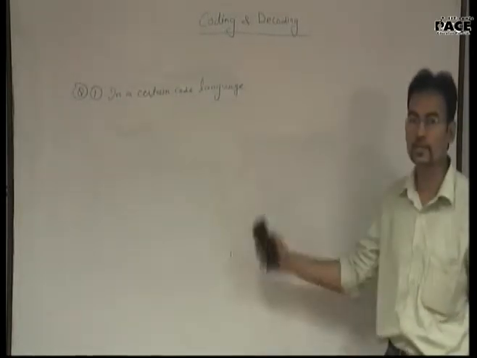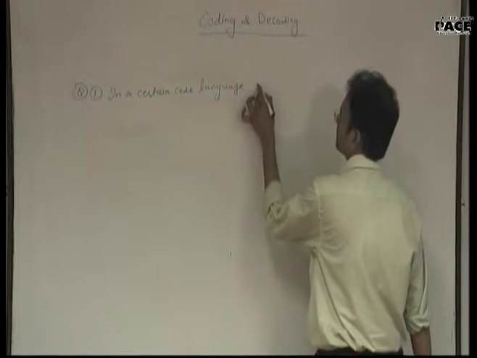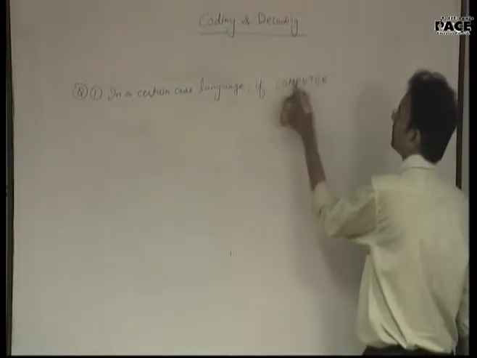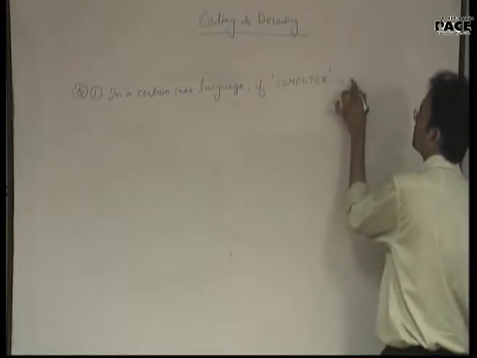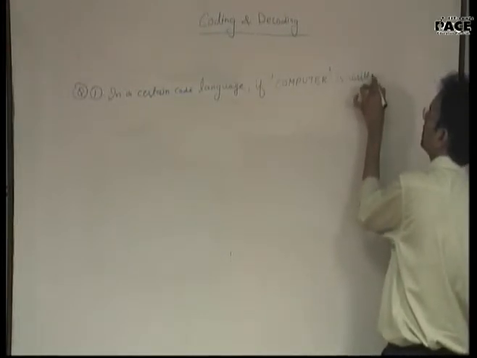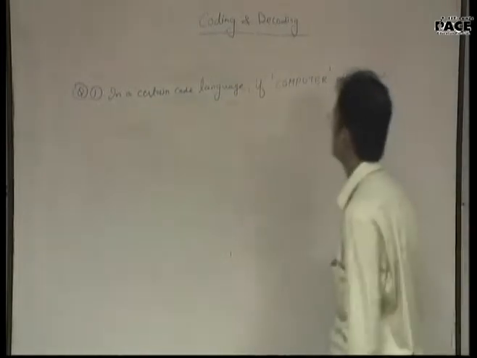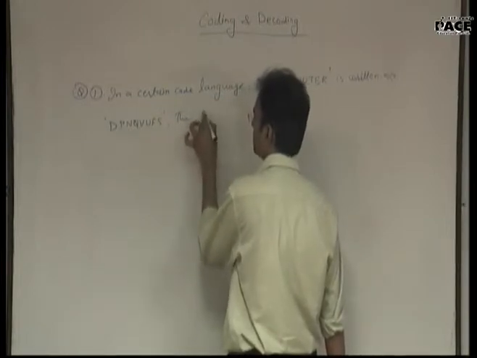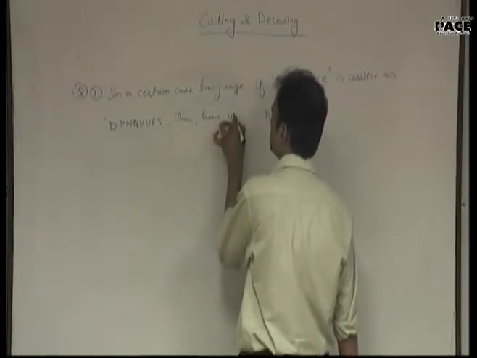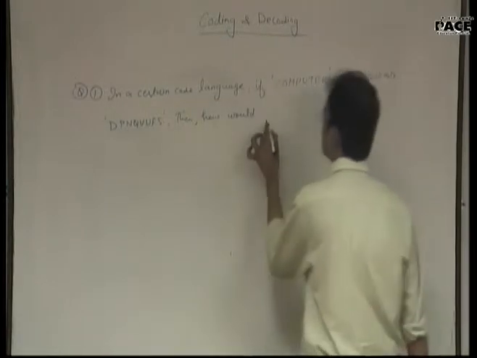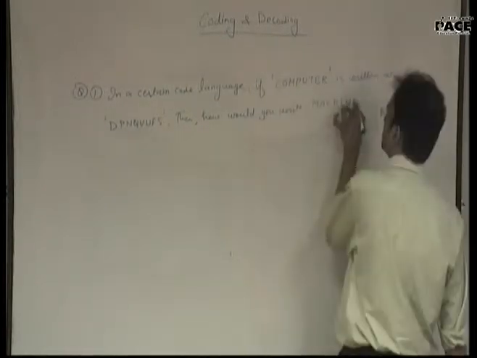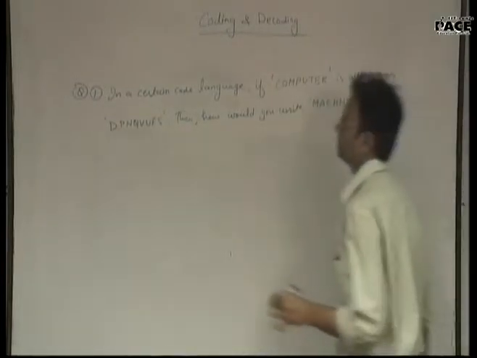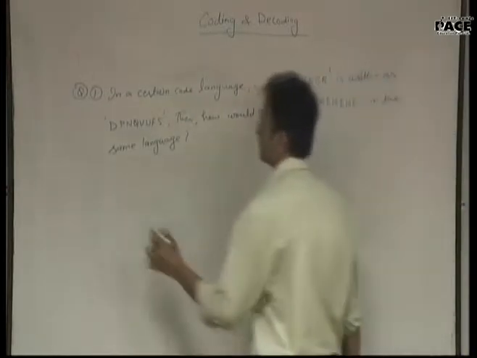In a certain code language, if computer is written as, then how would you write machine in the same language?